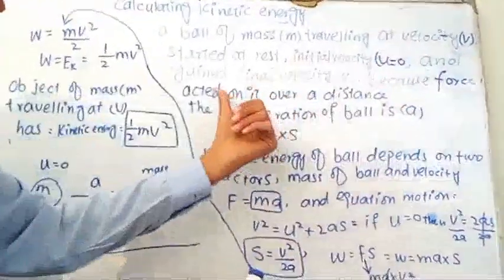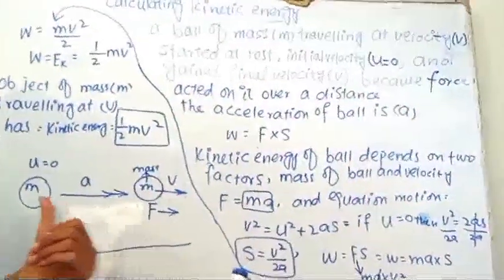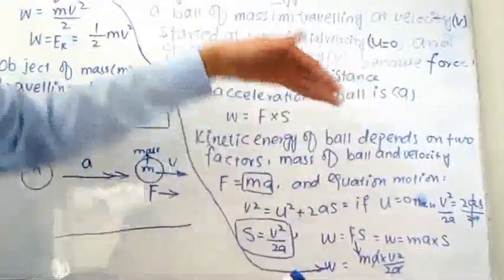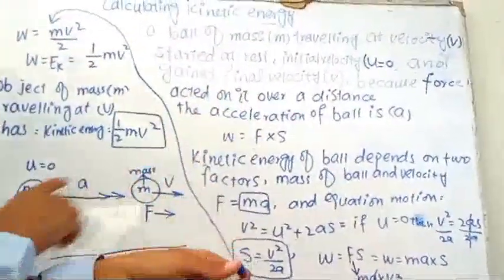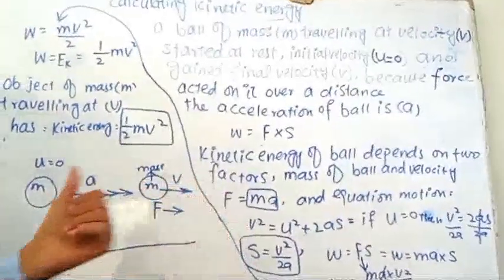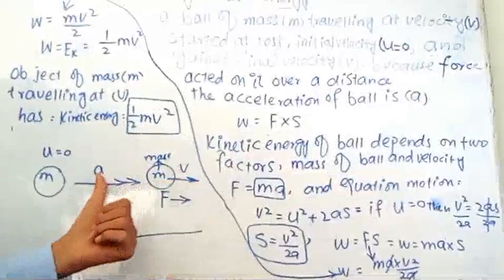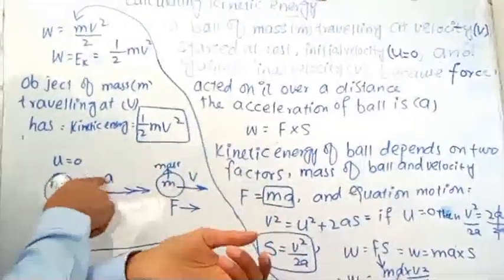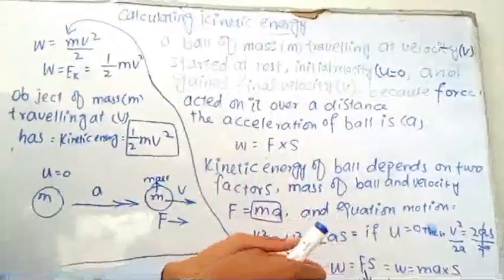If the force acts on the body, the mass covers a distance. When the body covers a distance with the force, acceleration is also produced in this body. Why? Because the velocity has changed from initial to final. So acceleration will be present here. Why? Because acceleration is created when the velocity is changed, and here the force is also involved.